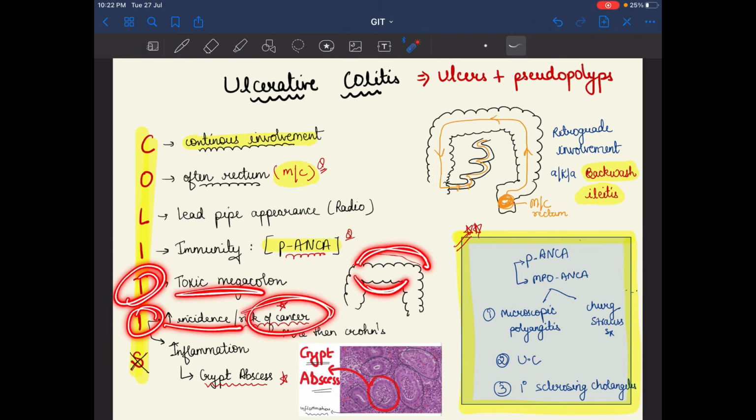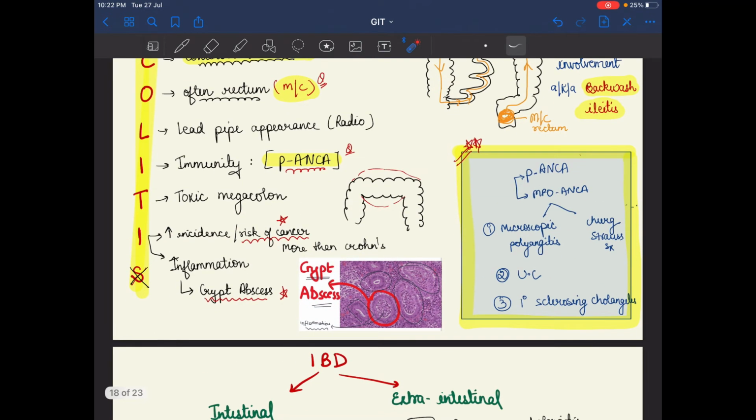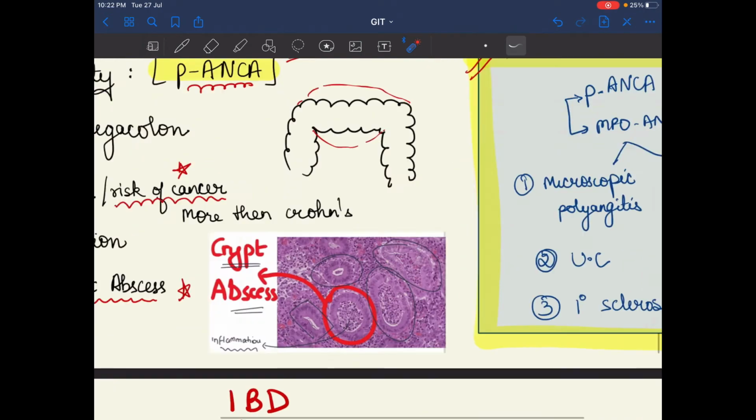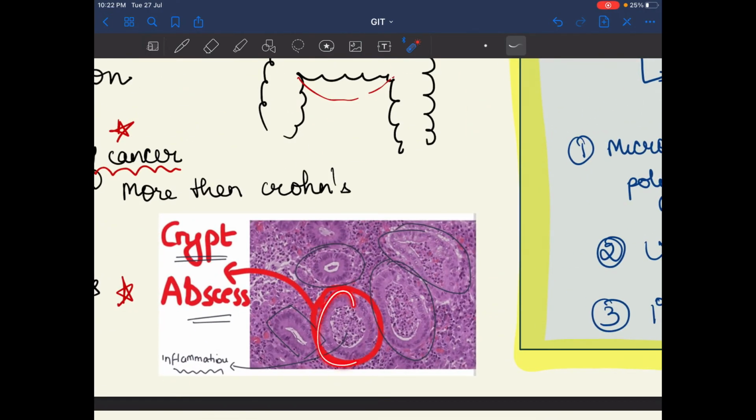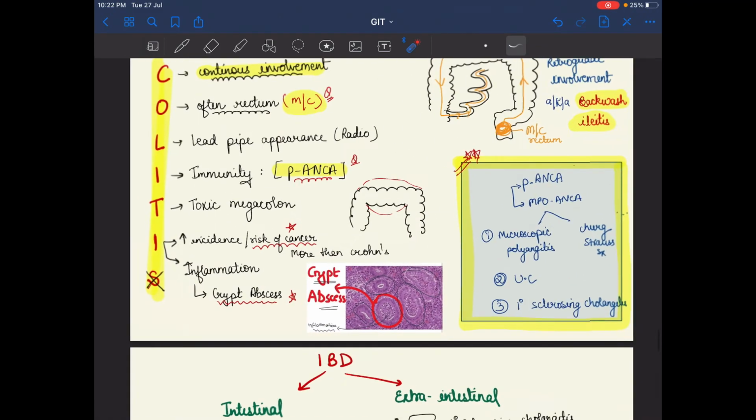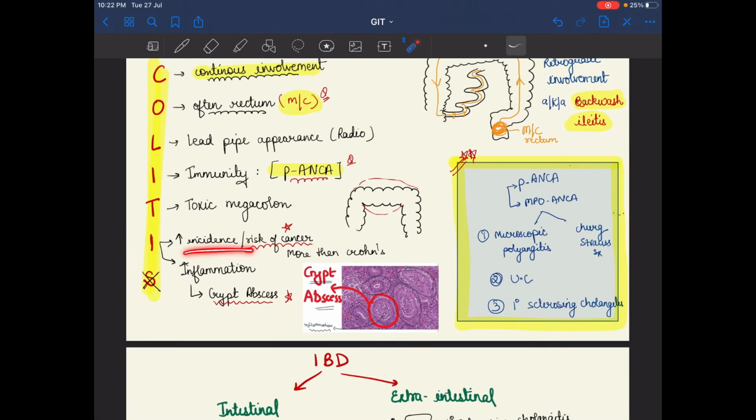And I for increased incidence of cancer, more than in Crohn's disease, and I for inflammation, meaning crypt abscesses are seen in this. As we see, these crypt abscesses are seen in ulcerative colitis because inflammation is going on. So inflammation leads to the formation of crypt abscess.